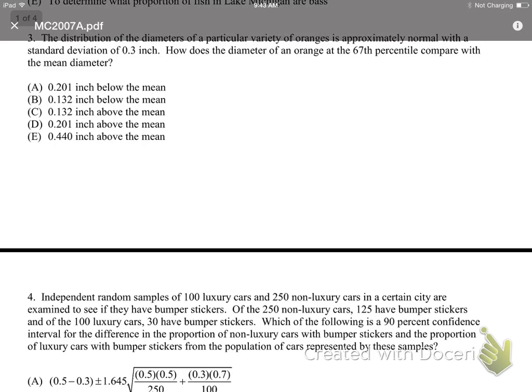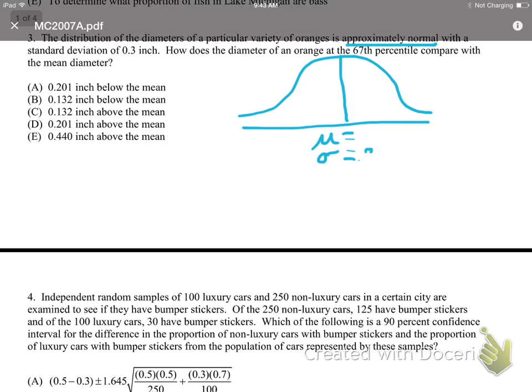Okay, now notice that they use the words approximately normal. They do not give us a mean, but they give us a standard deviation, so this is essentially a z-score problem. I don't know what mu is equal to, but I know that the standard deviation is 0.3. So this would be mu plus 0.3. All right, so we know that the center is 50.